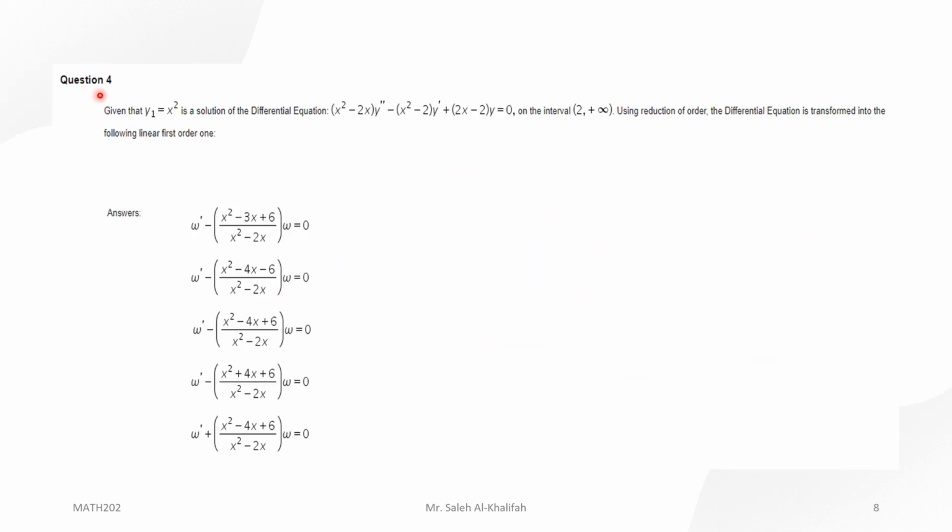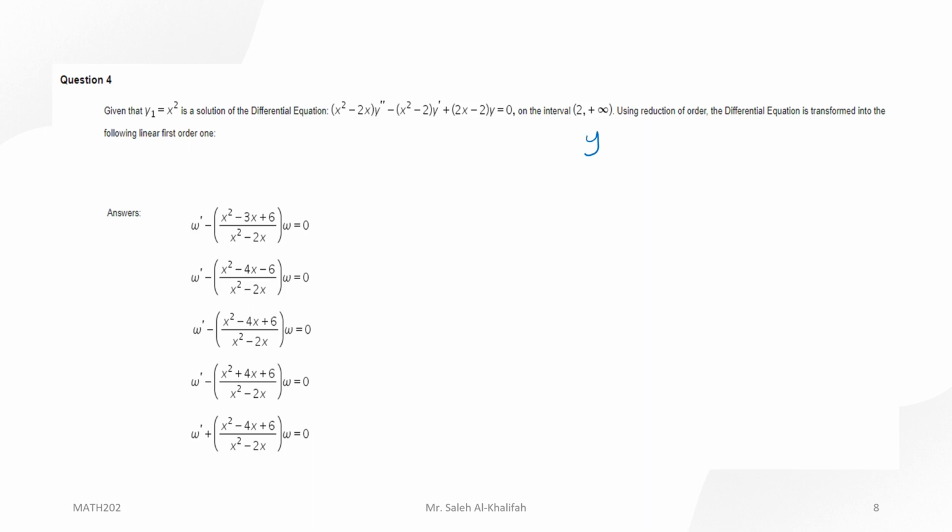Now we have question 4. It says that given y1 as x squared is the solution of this differential equation on this interval, x greater than 2. Then using the reduction of order, find the other, or if you transform this differential equation into a linear first order differential equation, then which one of the following differential equations will be the answer. طيب simply apply the formula, nothing new.